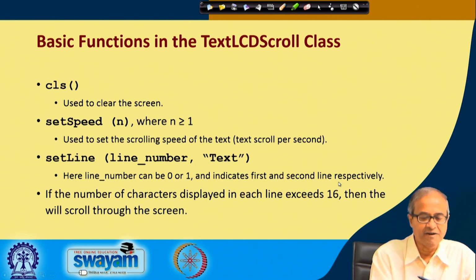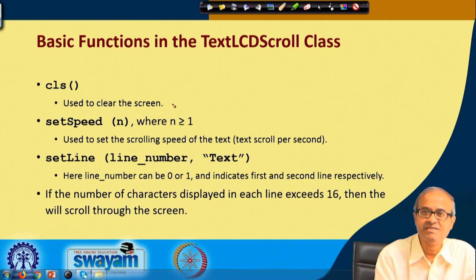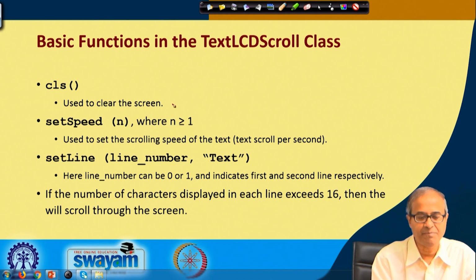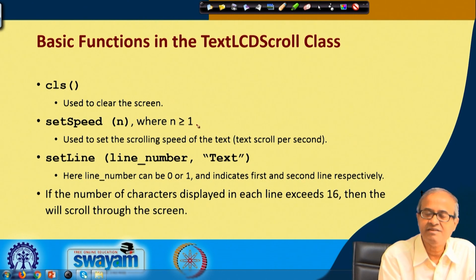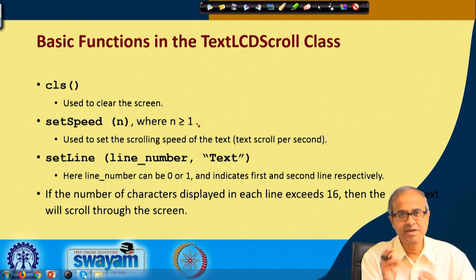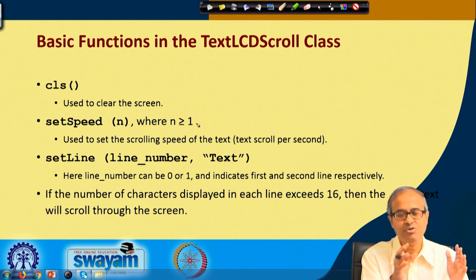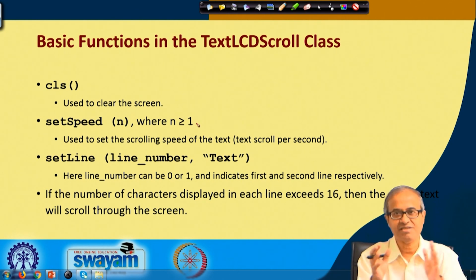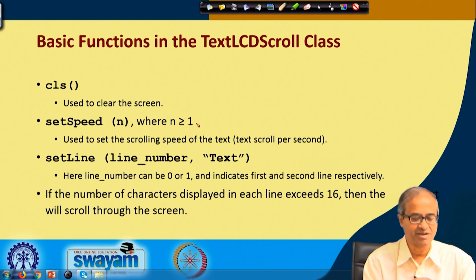So, the different functions that are supported by this text LCD scroll class are: CLS means clear the screen, it is made blank. Set speed n, where n is an integer greater than or equal to 1. It means when you are scrolling the screen, what will be the speed of scrolling? 1 means 1 character per second, 2 means 2 characters per second, 3 means faster, 3 characters per second. You can control the speed of scrolling.